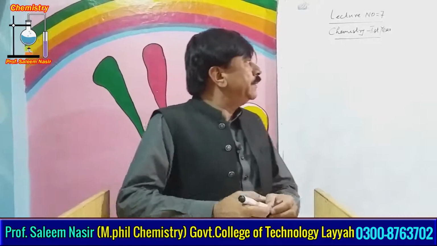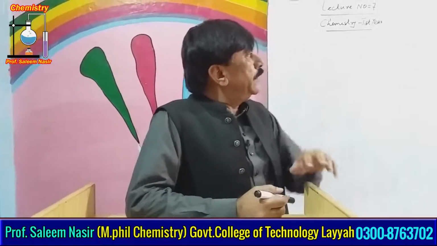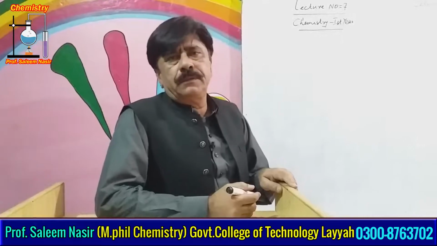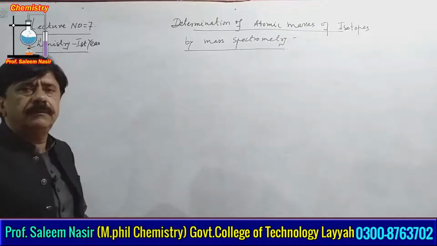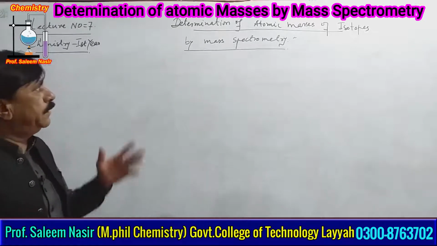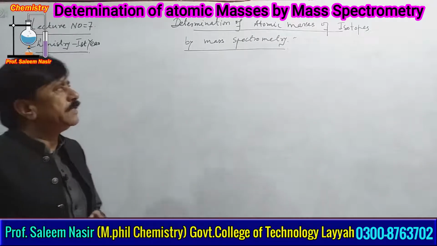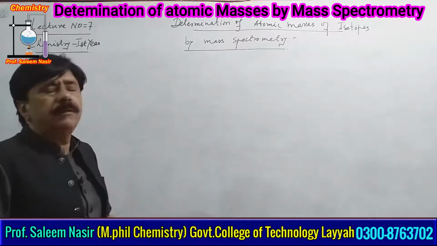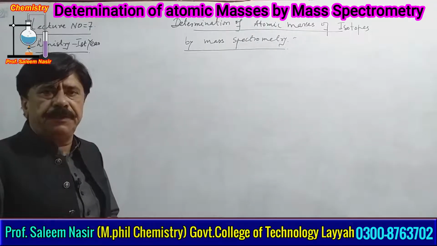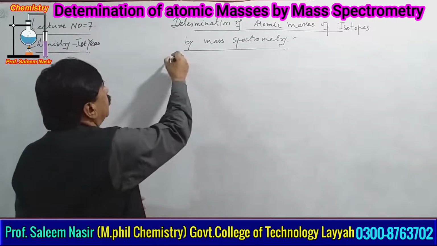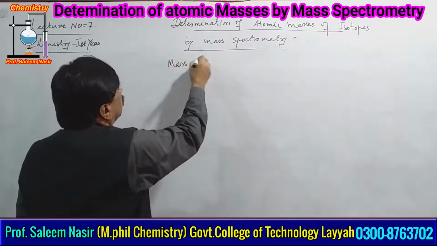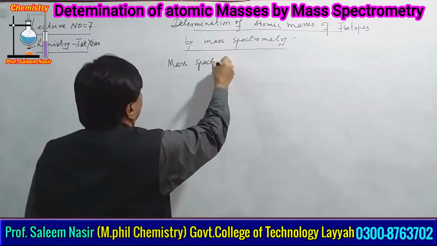Now our current topic is the determination of atomic masses of the isotopes by mass spectrometry. Students, today our topic is the determination of atomic masses of isotopes by mass spectrometry. In this regard, first we will define what a mass spectrometer is.